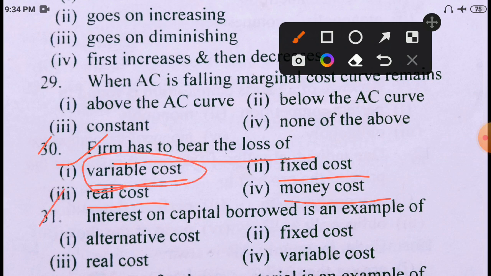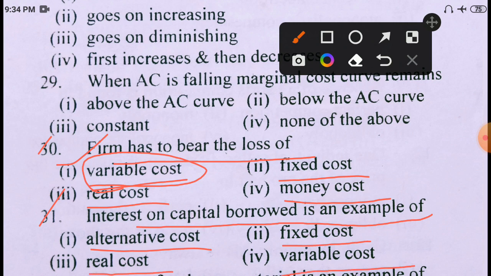Number 31. Interest on capital borrowed is an example of (i) alternative cost, (ii) fixed cost, (iii) real cost, (iv) variable cost. Which is the correct answer? It is (ii) fixed cost. Interest of a firm is a fixed cost.